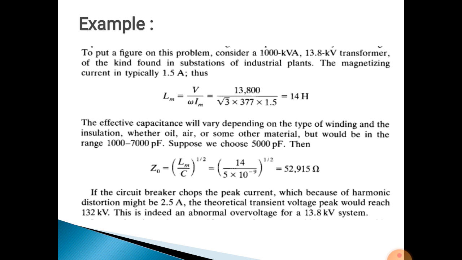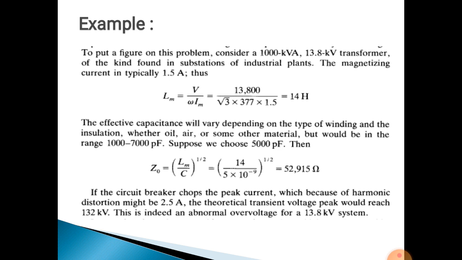Next we will see an example of current chopping. Consider an industrial plant with a 1000 kVA, 13.8 kV transformer, and its magnetizing current is 1.5 amps. We have to find the magnetizing inductance Lm, which is equal to V divided by omega into Im. Substituting these values in the Lm equation, finally we get Lm equal to 14 Henry.